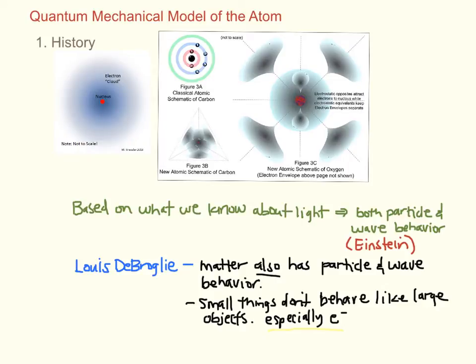Our quantum mechanical model comes out of what we know about light. If you remember, light has both particle and wave behavior. Einstein actually proved that and won a Nobel Prize for it. And later, Louis de Broglie applied that same thing to matter and said that matter also has particle and wave behavior, and that the smaller matter gets, the less and less it behaves like larger matter, especially electrons.